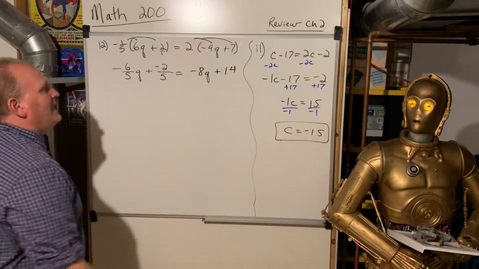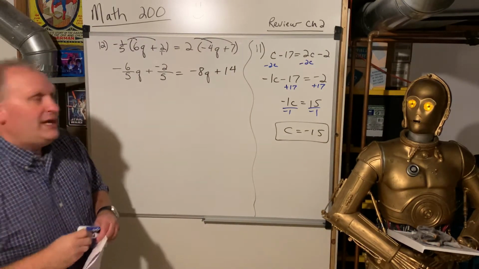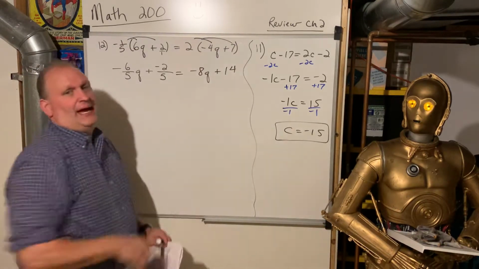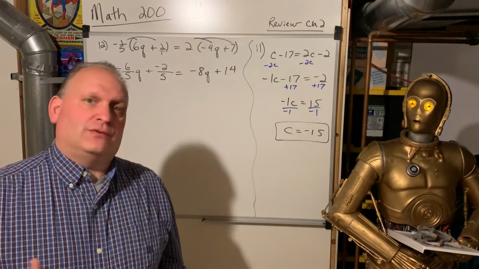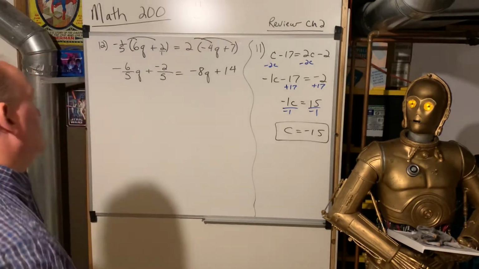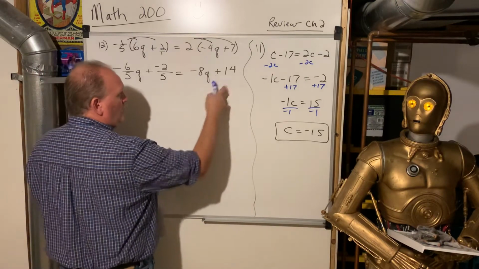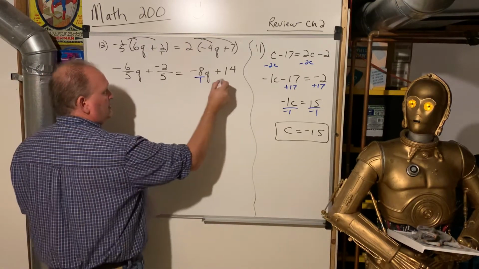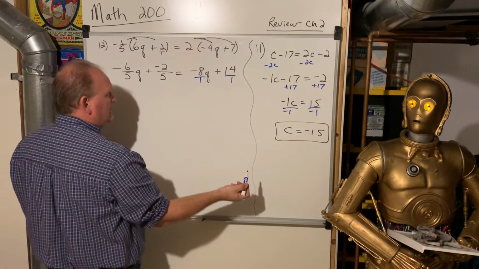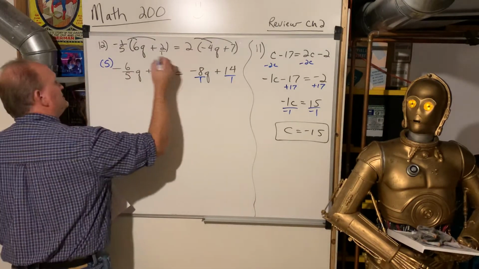Okay, so we have fractions. Now here's the deal. When we have an equation, we do not have to work with fractions, ever. What we do is find the common denominator, which between 5 and 5 and 1 and 1, because remember those are over 1, is 5. So the LCD is 5. Then I multiply every term by the LCD.